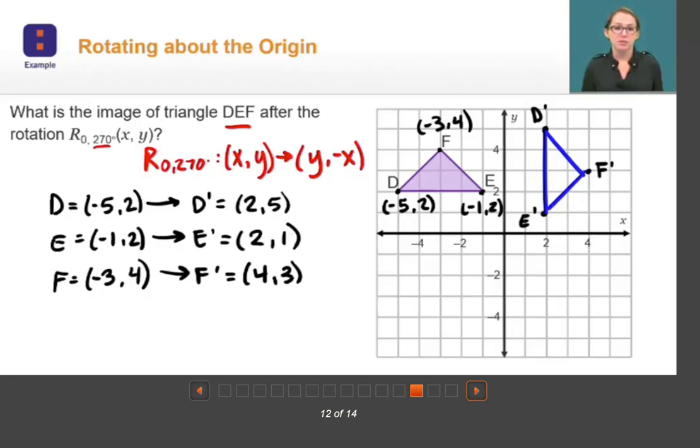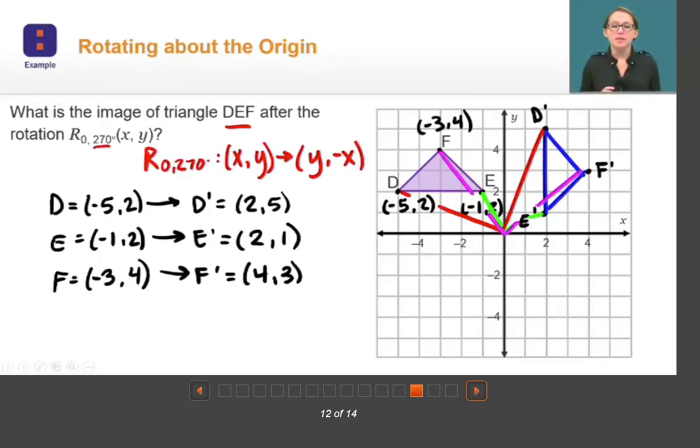Remember that it's not just the vertices that were rotated, but every single point on the figure. Let's draw distances between each vertex on the pre-image to the center of rotation, and distances between the center of rotation to each vertex on the image. So we'll draw a distance from E to the center of rotation, and then the center of rotation to E prime. We'll draw one from D to the center of rotation, and from the center of rotation to D prime. And then from F to the center of rotation, and then the center of rotation to F prime.